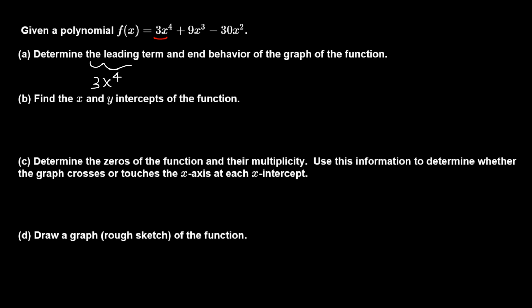And end behavior: sorry, it's even. This 4, an even exponent, means both ends go up or both go down, but 3 is positive, so it will be both up. All that means in end behavior, it increases without bound.